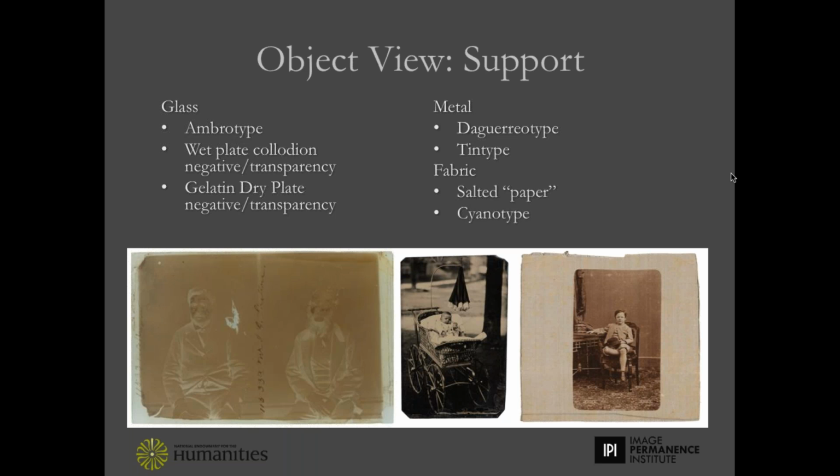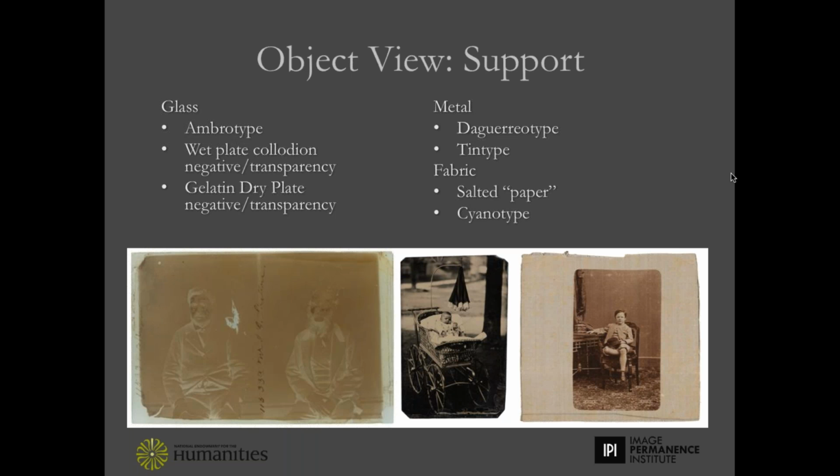Glass was popular in the 19th century and early 20th century for just a few very specific processes, like all the wet plate collodion processes and gelatin dry plate. Metal support is probably a daguerreotype or a tintype. Contemporary processes like inkjet can also be made on metal, but hopefully you'll have a sense of the object and the object's age if you encounter one of these.